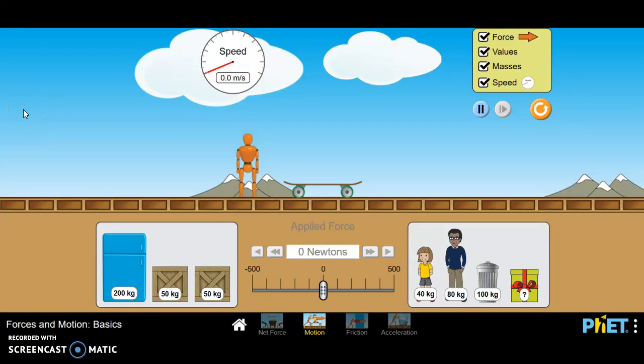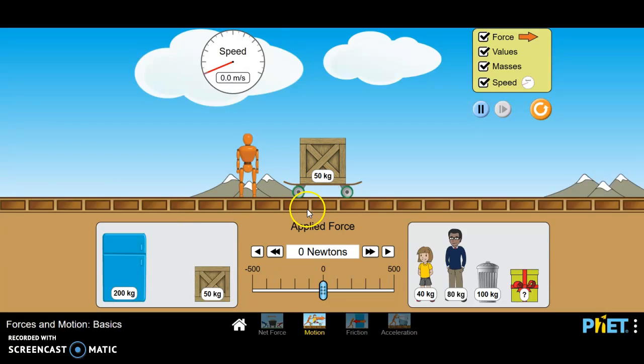Welcome students. Today we will be using our Forces and Motion Basic Simulator on PhET to learn about how when you apply a force to a mass, it increases the speed. Let's get started. We're going to start with this box.